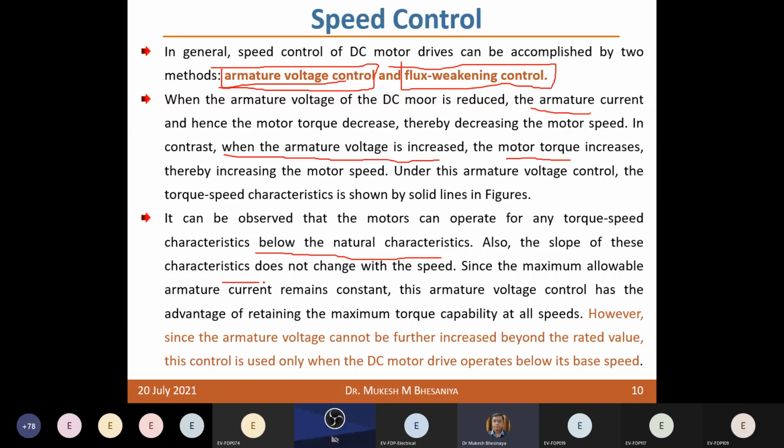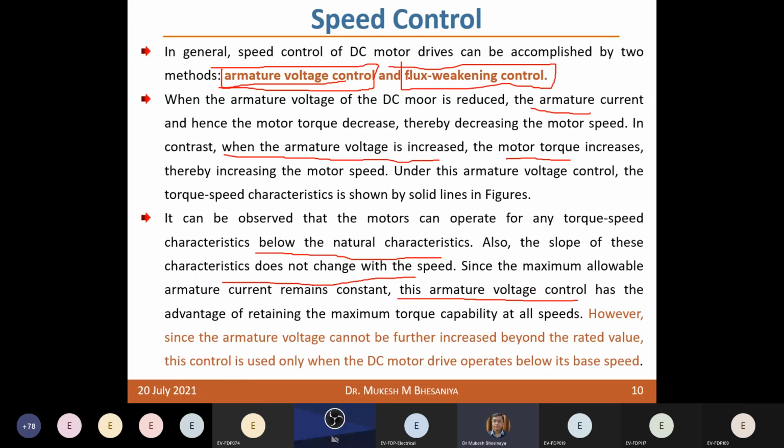Also the slope of this characteristic does not change with the speed, and since the maximum allowable armature current remains constant, this armature voltage control has the advantage of retaining the maximum torque capability at all speeds, and that is evident from that speed torque characteristic, right? But the armature voltage cannot be further increased beyond the rated value. Okay, so if the rated voltage of the machine is say 220 volt DC, you cannot apply more than 220 volt for a continuous period, right? And hence this control is used only when the DC motor drive operates below its base speed.